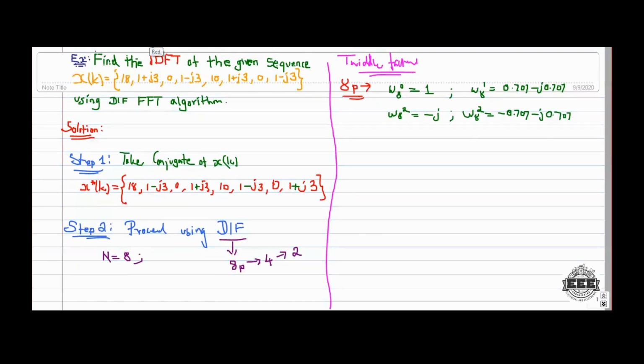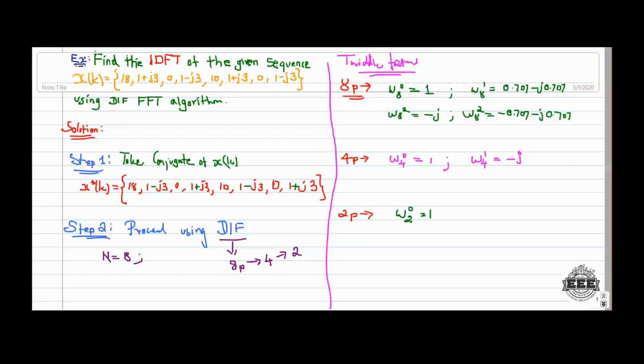We are getting 4 twiddle factors, and then for the 4 point sequence we are going to get 2 twiddle factor values. What are the twiddle factor values? Omega 4 power 0, the value is 1, and omega 4 power 1, the value is going to be minus j. Then for the 2 point sequence, only one twiddle factor, omega 2 power 0, which is equal to 1. So these are the twiddle factor values after substituting the formulas for N equal to 8.